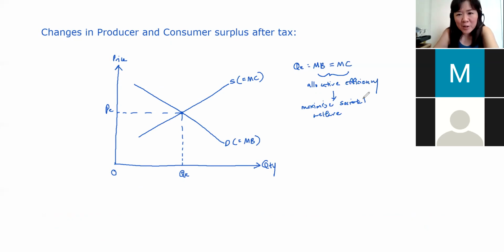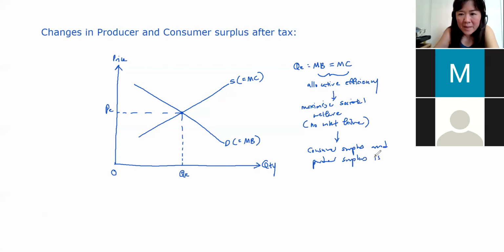Can I say societal welfare? If there isn't any market failure, of course it will be societal welfare. Or if not, you can say maximization of private benefit, assuming no market failure. I have to assume no market failure. So maximizing societal benefit is the same as maximizing private benefit. And this occurs when consumer surplus and producer surplus are maximized.